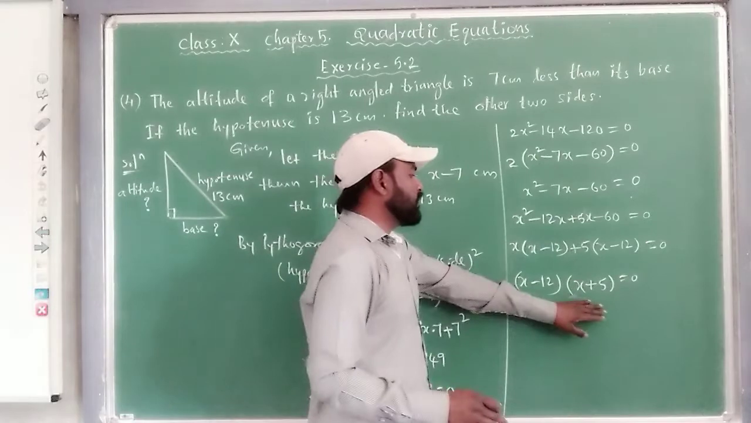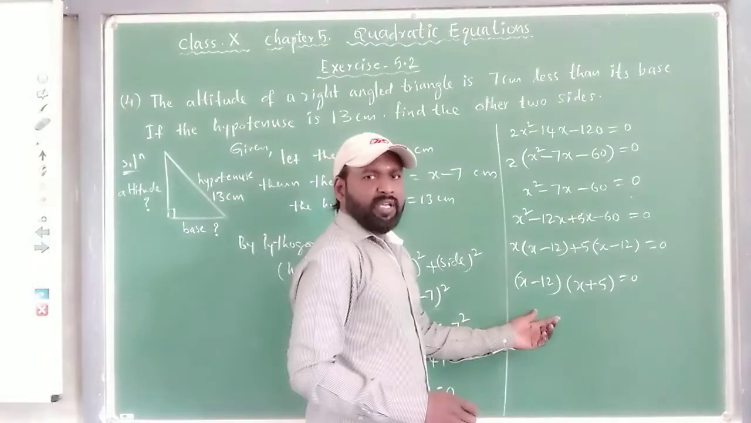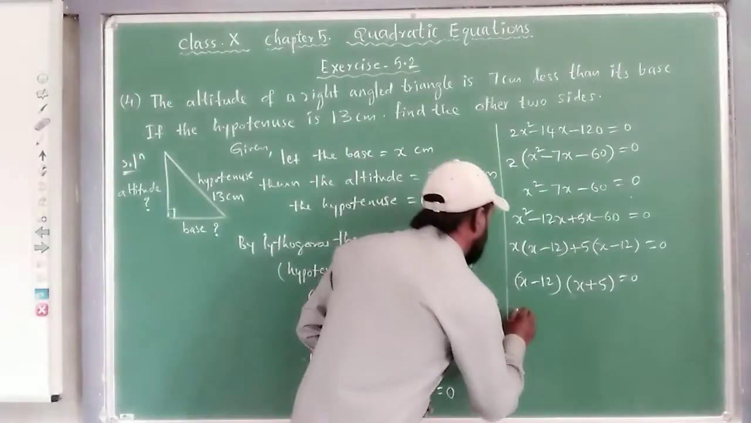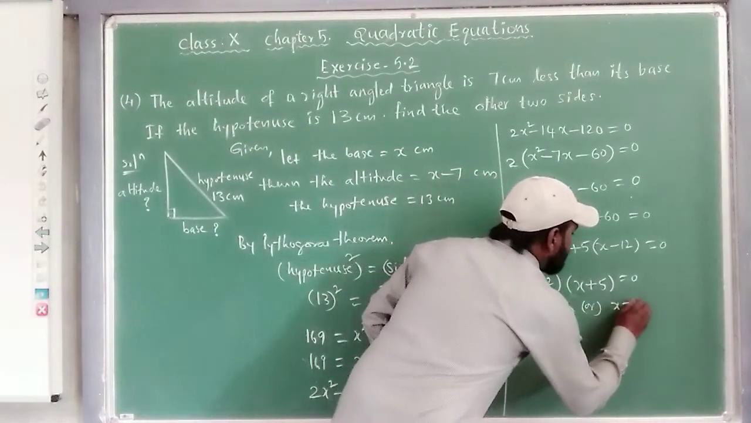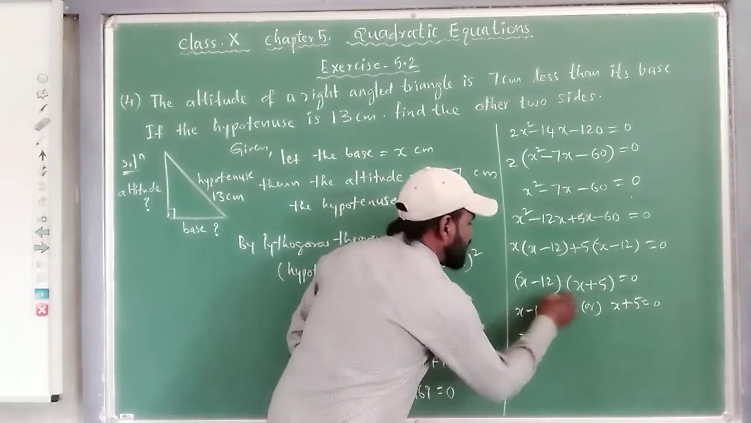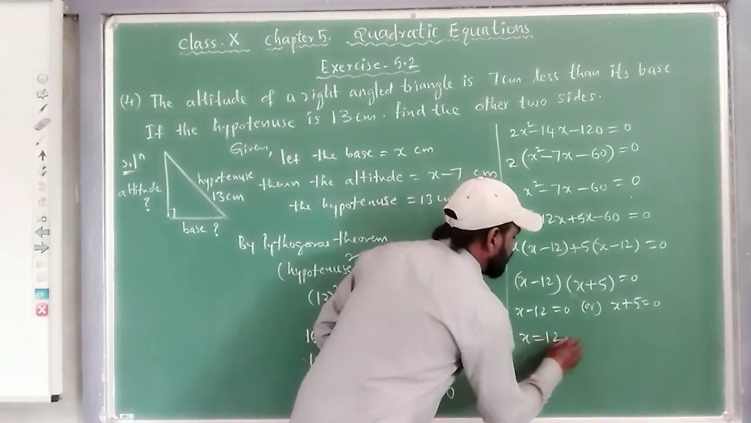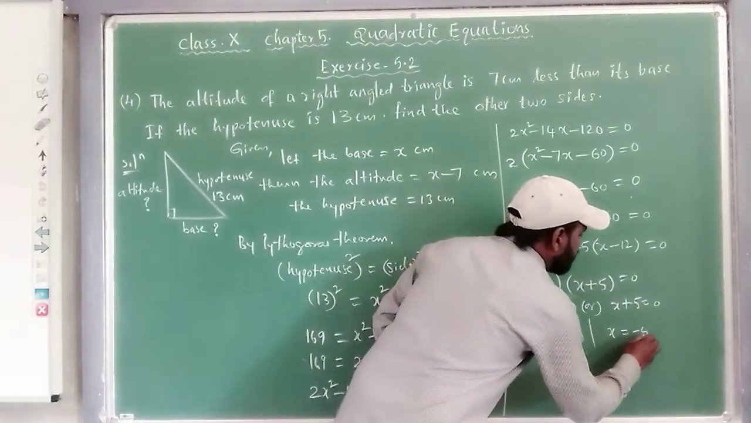So product of the two things is equal to 0. That means one of the terms should be equal to 0 or both should be equal to 0. So x minus 12 is equal to 0, or you can write x plus 5 is equal to 0. Right? X minus 12, minus 12 transposed that side becomes plus 12. Here x plus 5 is equal to 0. 5 you transpose that side, it becomes minus 5.